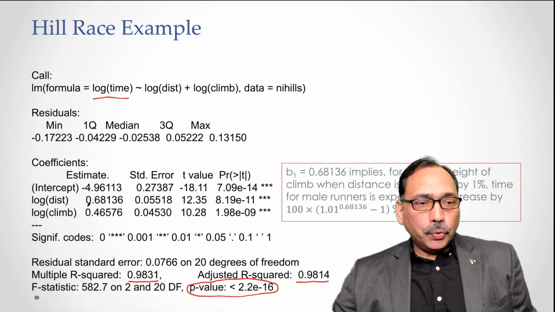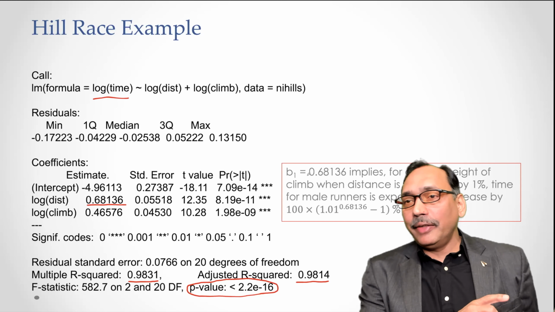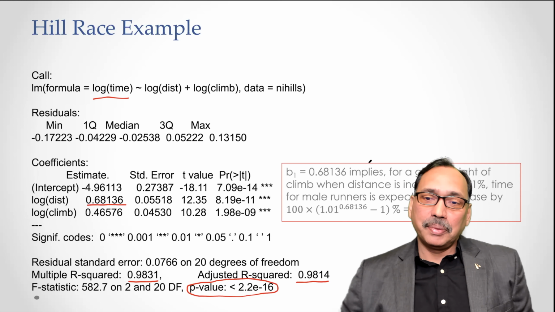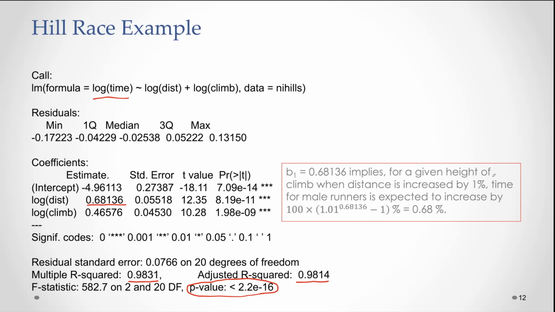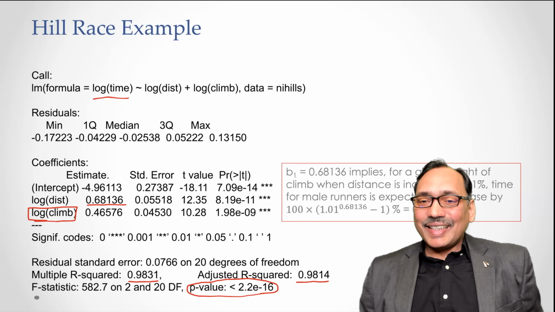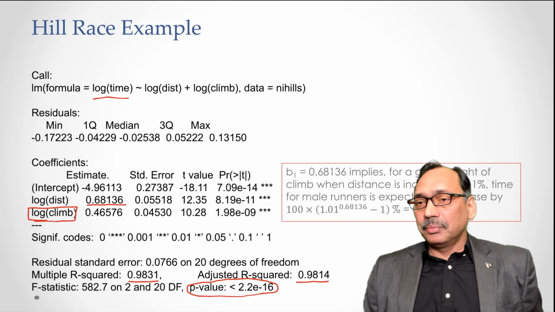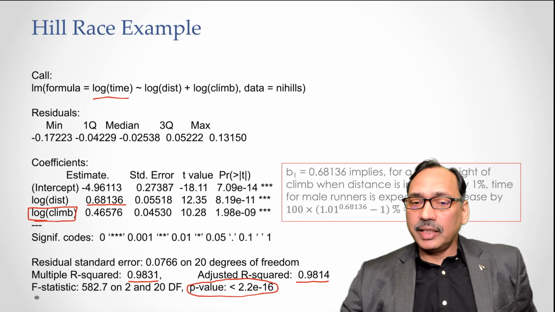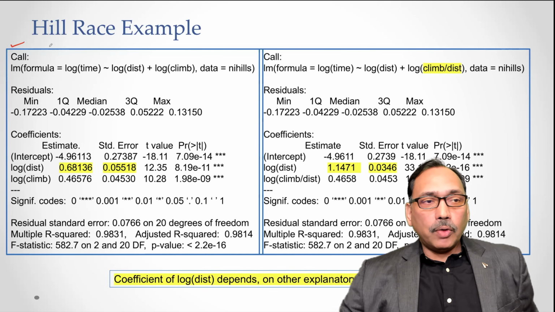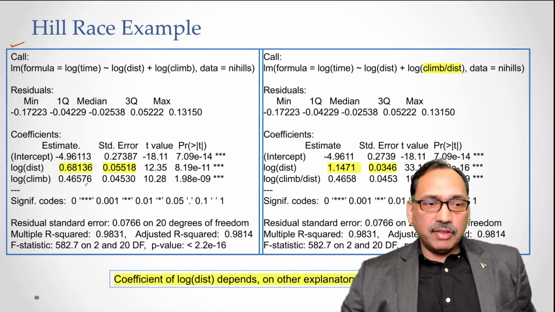In this case, if you look at 0.68136, what does it imply? Now I'm using the definition that I gave earlier for log-log transformations. B1 implies that for a given height of climb, given means we are keeping this constant, when distance is increased by 1%, time for male runners is expected to increase by 0.68%. The time is going to increase at a slightly lower rate compared to the increase in distance, 1% versus 0.68%. This one is whatever you saw on the previous slide. I have just repeated the same thing.